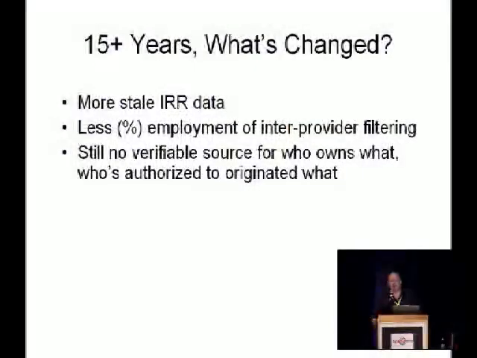So, in the last 15 years, what's changed, right? More stale IRR data. Less employment of inter-provider filtering in particular, but also customer filtering. Still no verifiable source. One of the long-term problems that's existed, part of the chicken and egg problem, is that on the internet we have all these RIRs and some IANA allocated space, and there's really no authoritative, formally verifiable source for who owns what IP address space. So if you want to do things like anti-spoofing, or route filters, how do you verify that the content is correct and hasn't been altered or modified in some way? And what's changing with that?